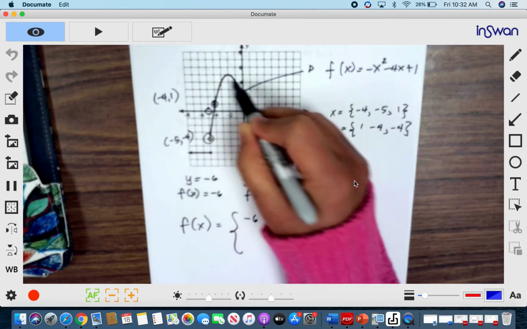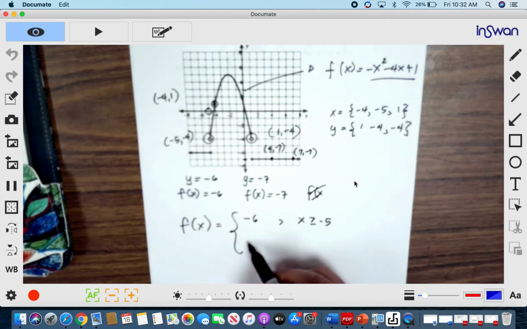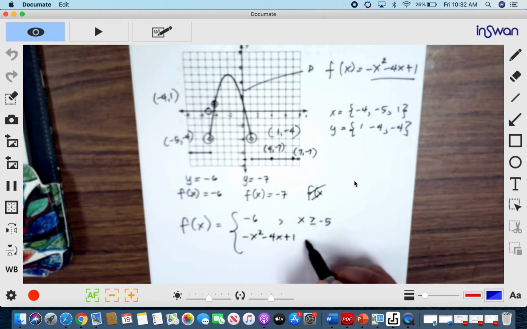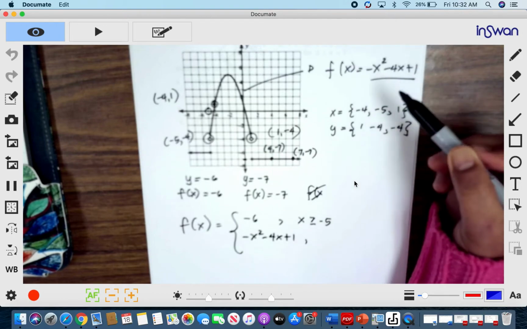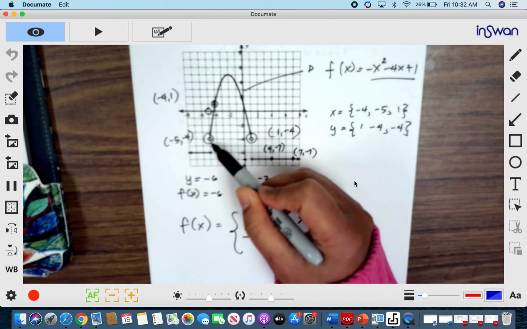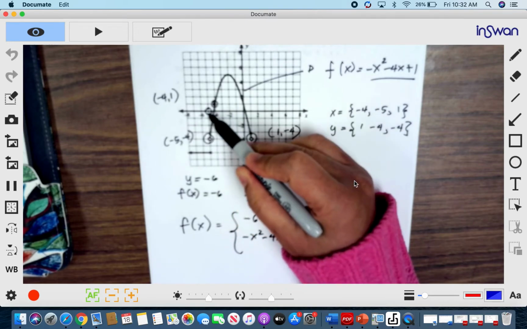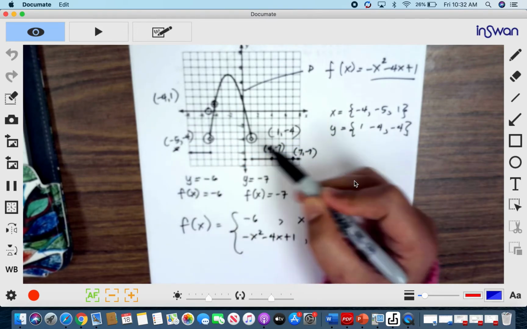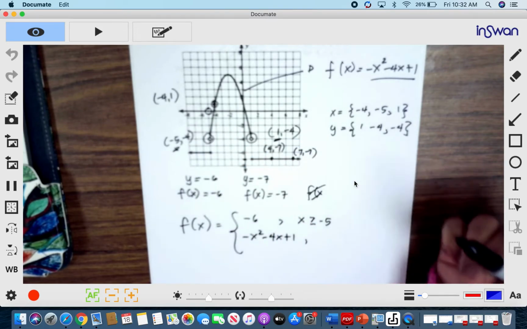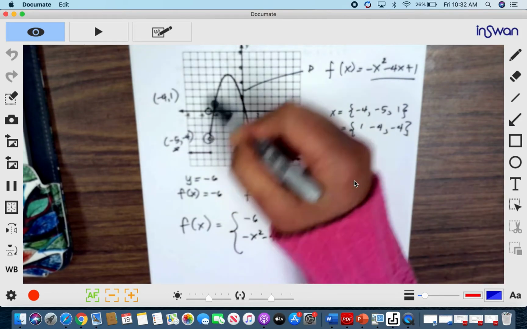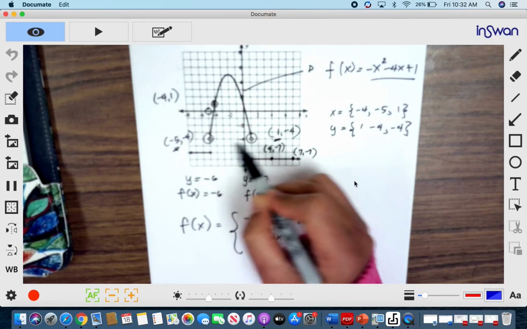Okay? Now we go to this equation and we know it is negative x squared minus 4x plus 1. Okay? And then after that, use the restriction. And as you can see, we have a hole here. It means that negative 5 and positive 1 are not part of the solution of this equation since they are not defined here.